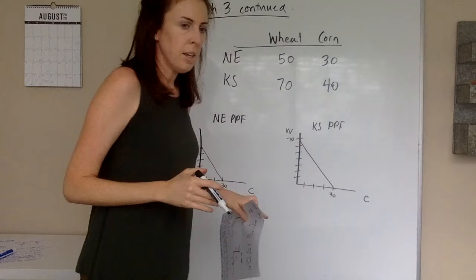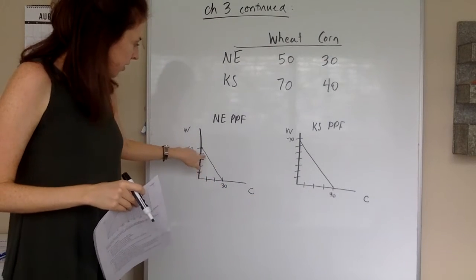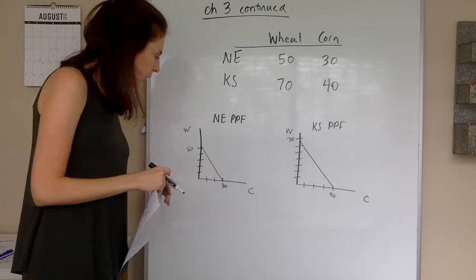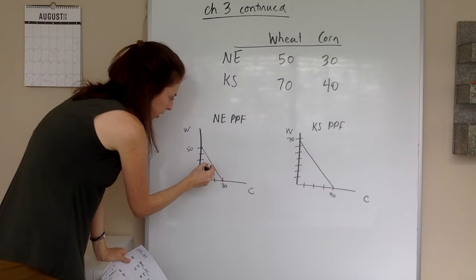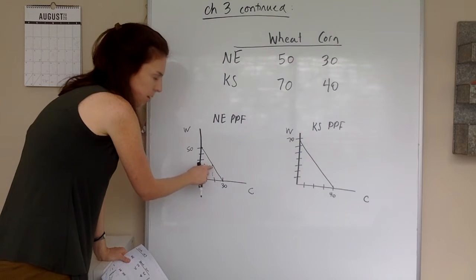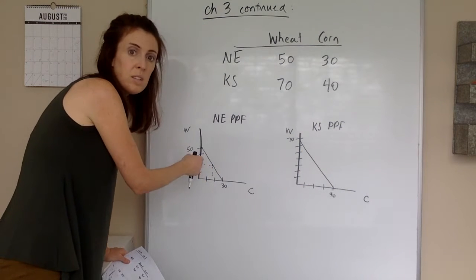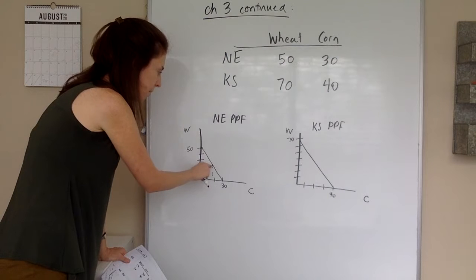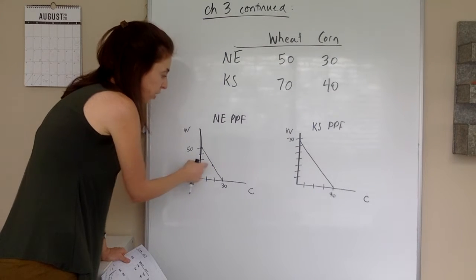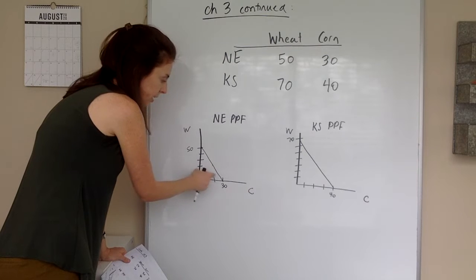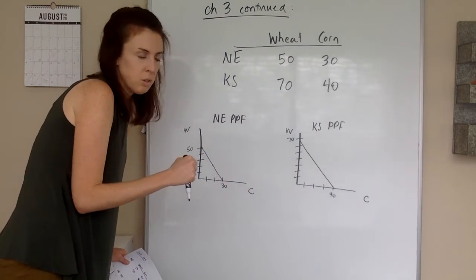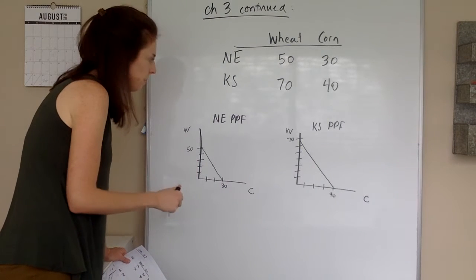Just as a reminder, this line is just a sequence of coordinates. Anywhere that you might put a mark on this line corresponds to a particular level of wheat and corn. Because it's on the line, that means it is feasible for Nebraska to produce that much wheat and corn. And it's along the frontier also, so this would be a combination they would get if they used all their land and all their resources to produce wheat and corn.